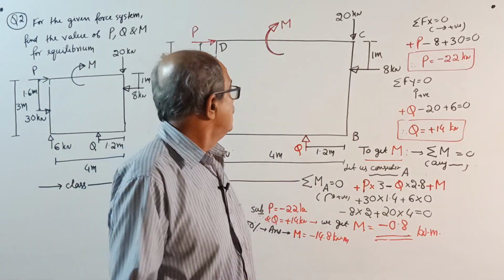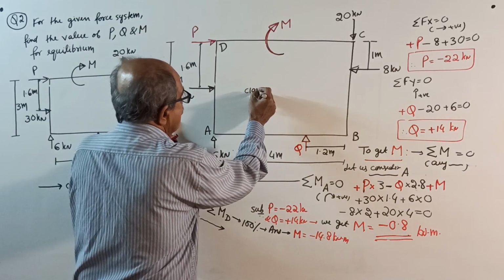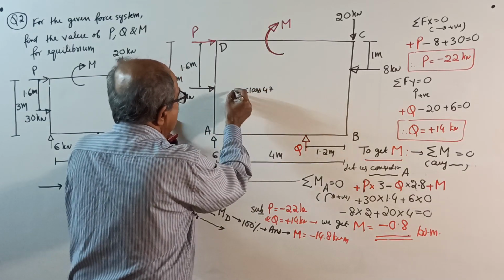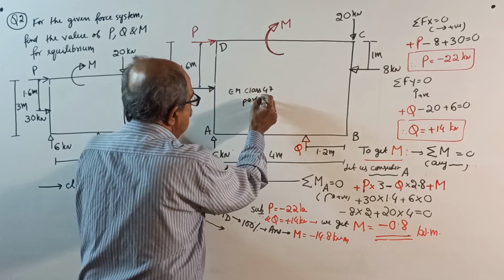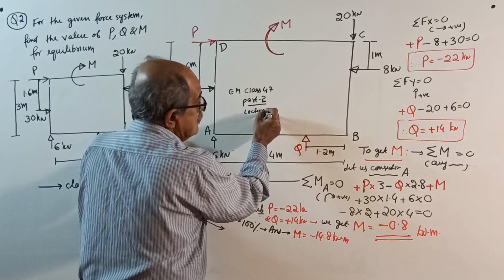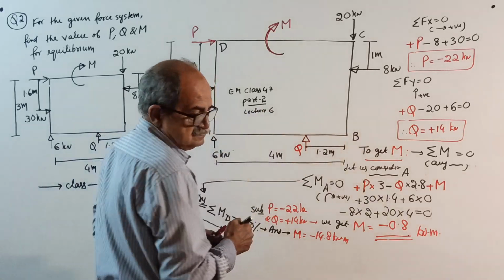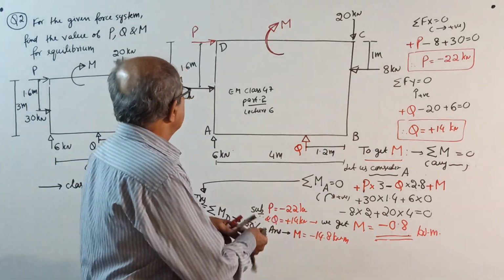Welcome. This is class number 47 for engineering mechanics. We are in part 2, lecture number 6. Actually, I don't have to write every class number; you can see it in the title there.